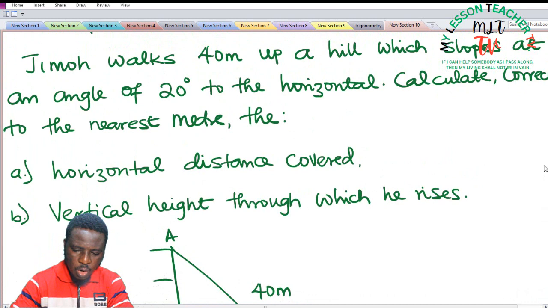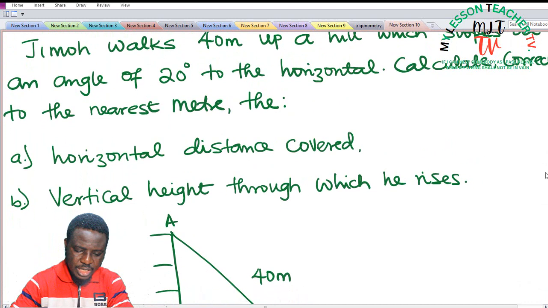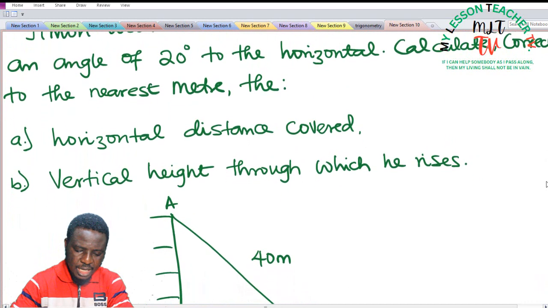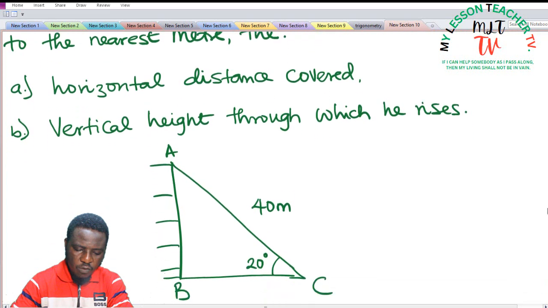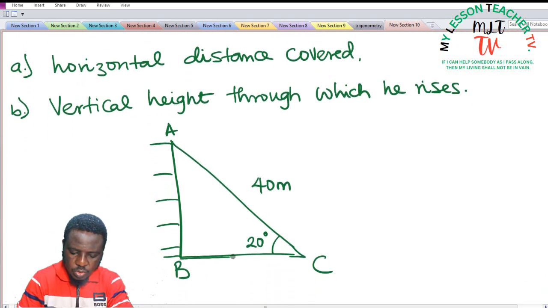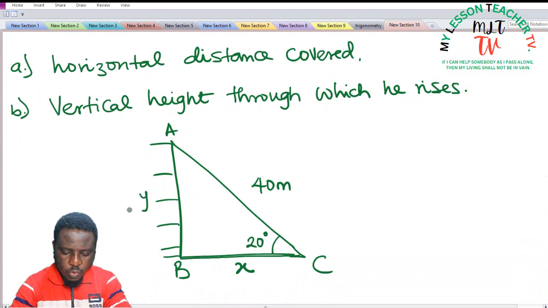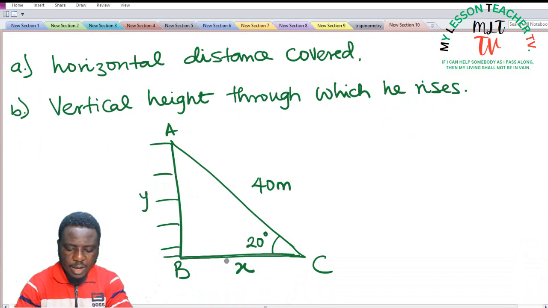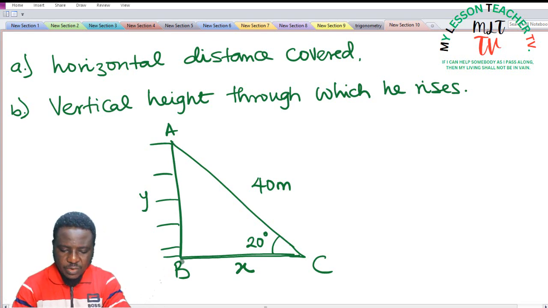to the horizontal. We should calculate, correct to the nearest meters, the horizontal distance covered. This is the horizontal distance covered, and let's call it X. And B, the vertical height through which he rises, let's call this Y. So we are asked to find X and Y. If you find X, that gives you the horizontal distance, and if you find the value for Y, it gives you the height through which he rises.